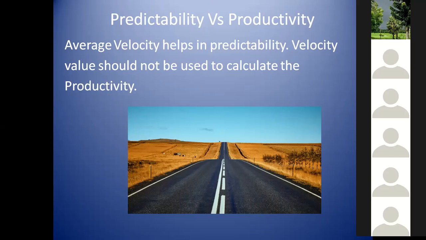How can I compare these two teams? So this is the way you need to explain productivity also. The average velocity is a value that is very, very specific to a team. It's a metric that should be used only internally, and it is nowhere related to productivity. It is just a metric for predictability.